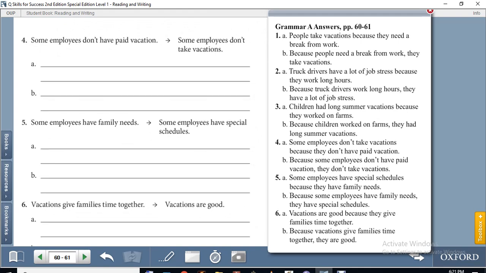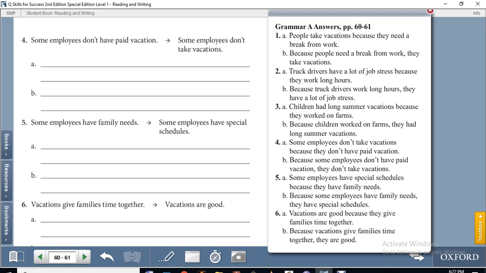For A, some employees don't take vacations because they don't have paid vacation. And B, because some employees don't have paid vacation, comma, they don't take vacations. 5. Some employees have special schedules because they have family needs. And B, because some employees have family needs, comma, they have special schedules. And last sentence, 6, vacations are good because they give families time together. And B, because vacations give families time together, comma, they are good.